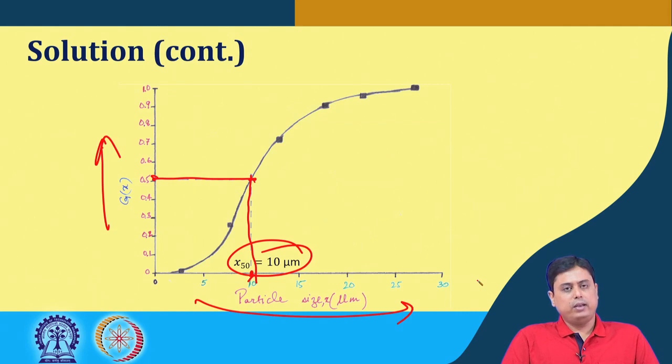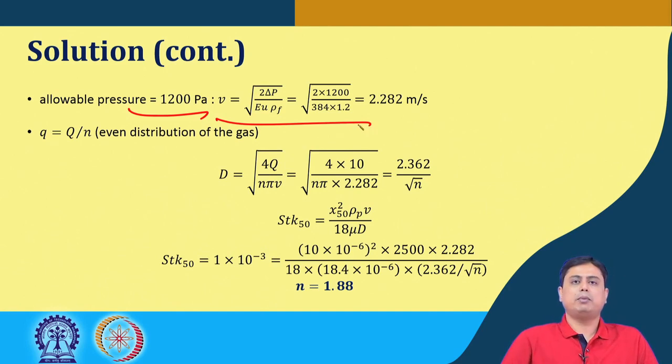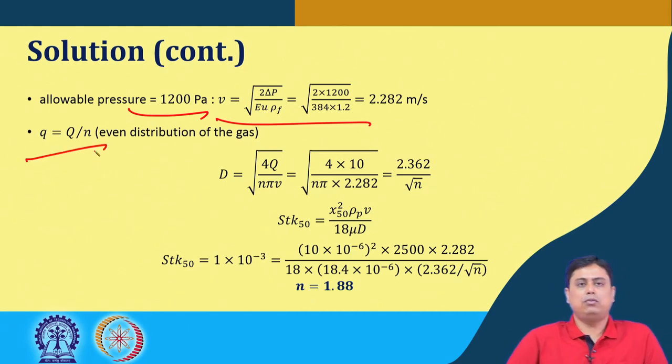So similarly, like we did in the last problem, we see that the allowable pressure is this one. The Euler number was given, which is 384. So from the Euler number expression, we can find the characteristic velocity. Again, assuming that if n numbers of cyclones are required, connected in parallel, and the flow gets evenly distributed, then the flow rate becomes overall flow rate divided by n.